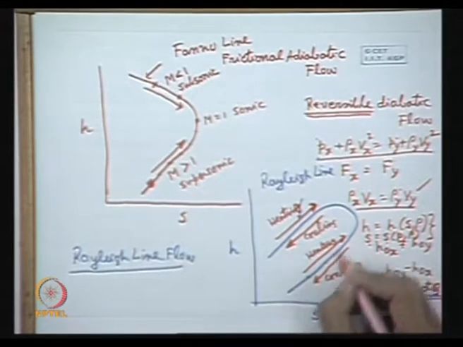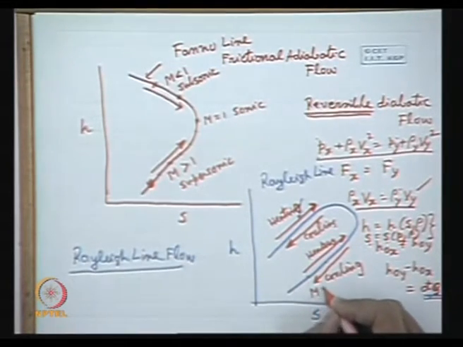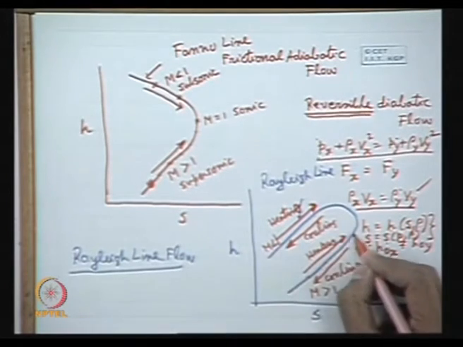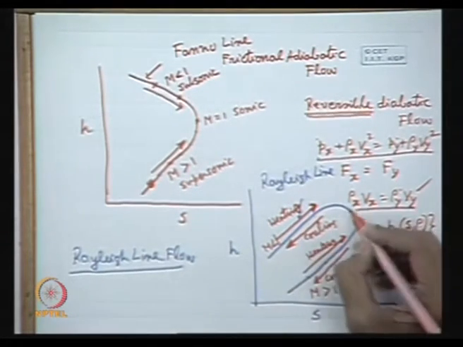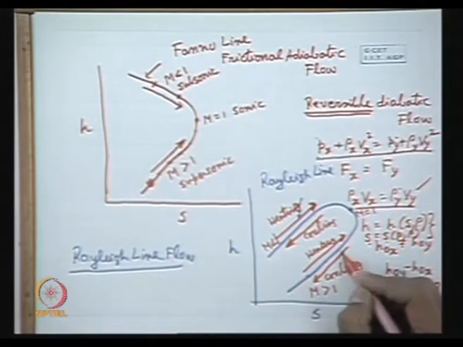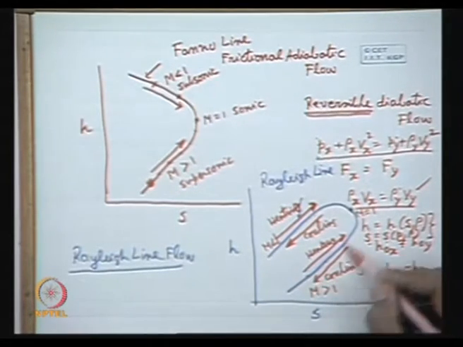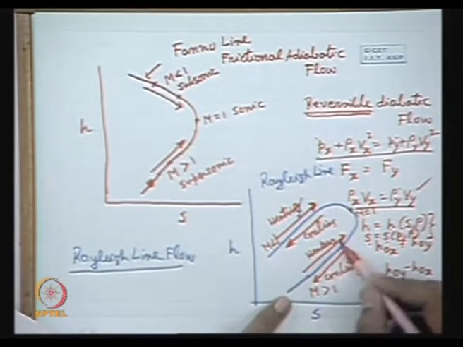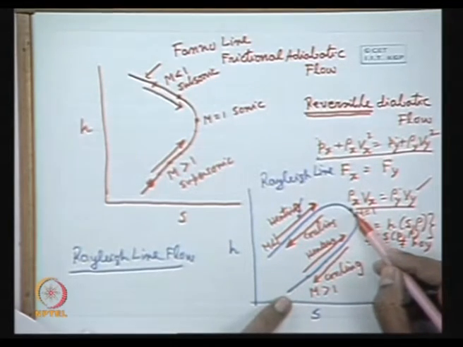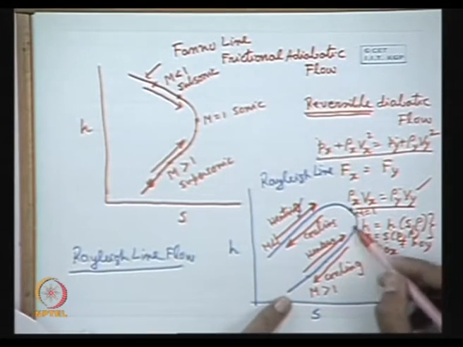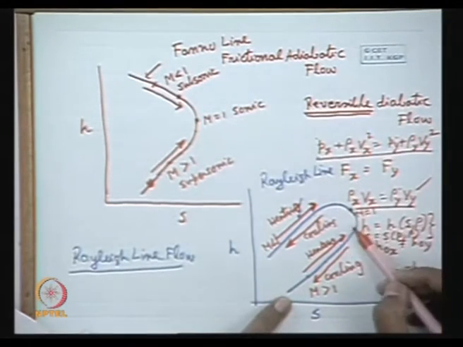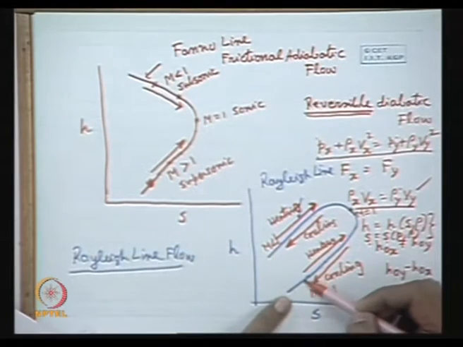Again, it can be shown that this part of the curve, the lower part of the curve, is associated with M greater than 1, and this upper part of the curve is associated with M less than 1. That means this is for supersonic flow, and this is for subsonic flow, where this point is for the sonic condition, M is equal to 1. So, if we inspect this curve, we can say that in supersonic flow, heating in a supersonic reversible diabatic flow will cause the flow to decelerate and go towards the sonic condition. While cooling in the supersonic region, maintaining the reversible condition, will make the flow accelerate and go more towards the supersonic region.